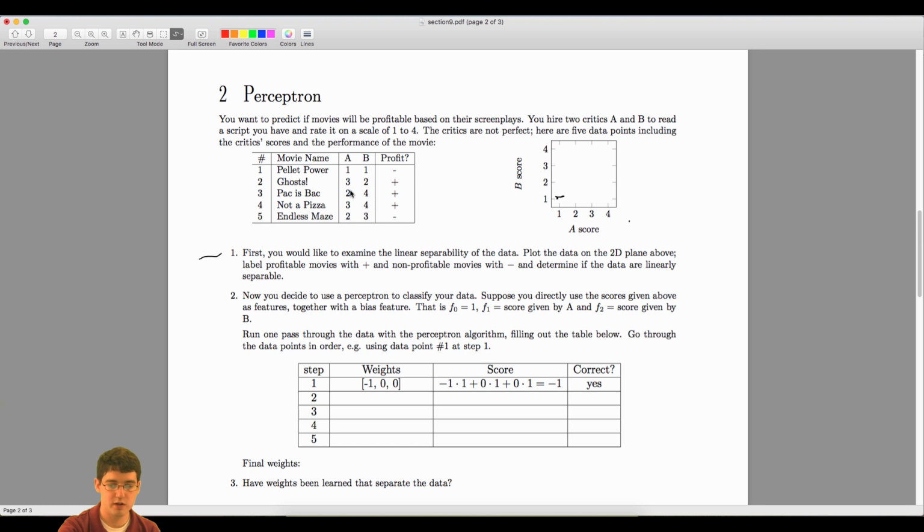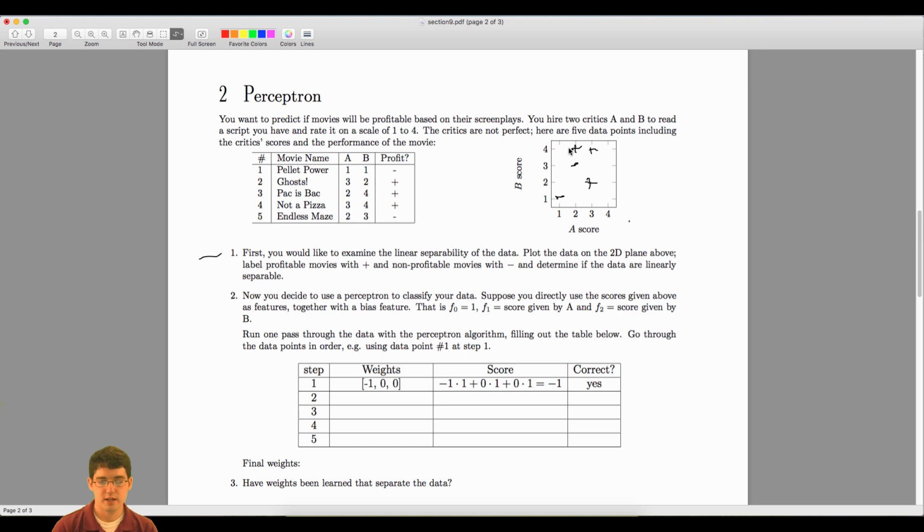Now let's look at our second point. We got 3 and 2 as our scores, and it was profitable. So 3, 2, I'm going to draw a plus. Similarly, 2, 4 is a plus, and 3, 4 is a plus. And then finally, 2, 3 is a minus.